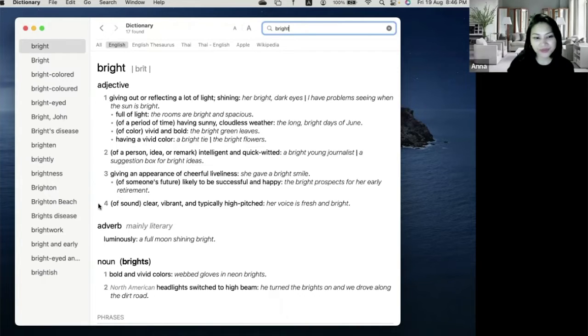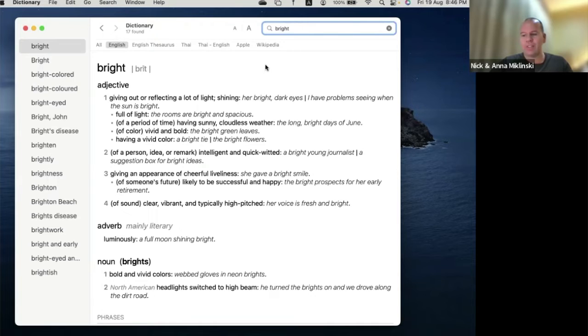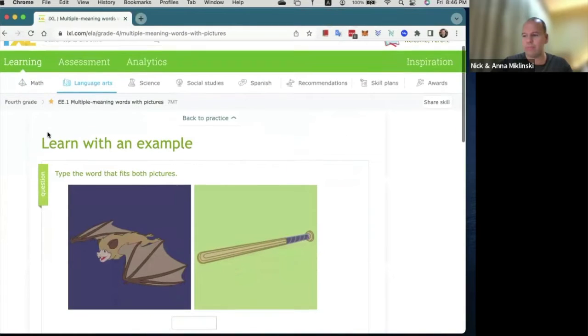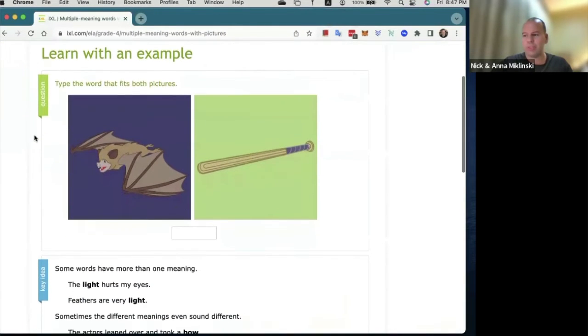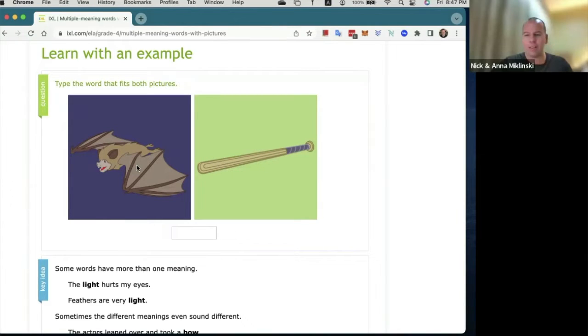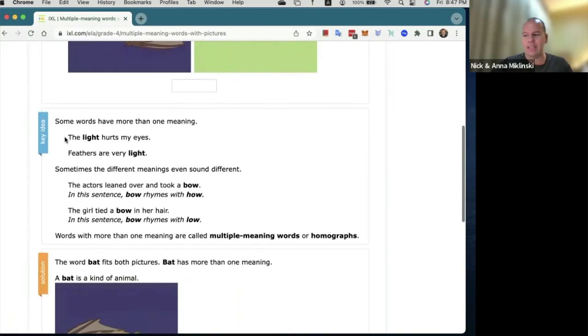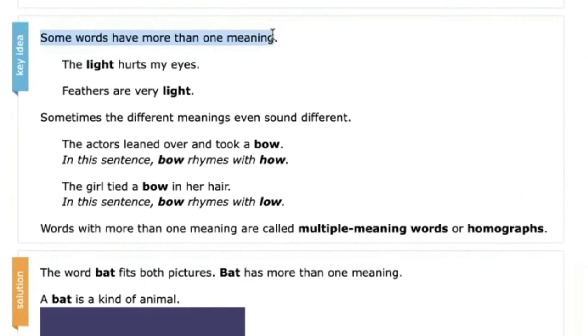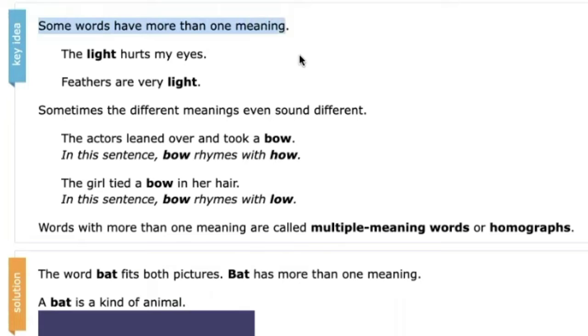Now I know. And so what we're going to do is we're going to practice some others, and let me show you some examples. So this is our example first before we start. Type the word that fits both pictures. In the picture on the left, it's a type of animal, and on the right, it's sport equipment, right? So what is the word that means two different things? You don't have to answer it right now, but let's take a look at the key idea. It says some words have more than one meaning, exactly what we just said.